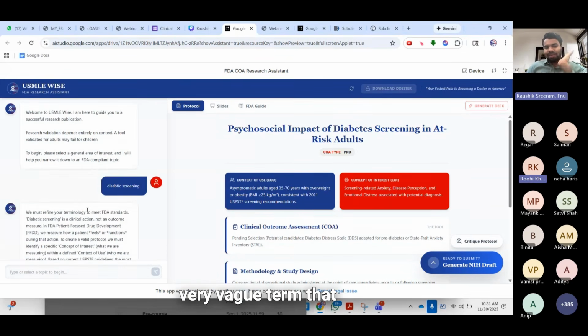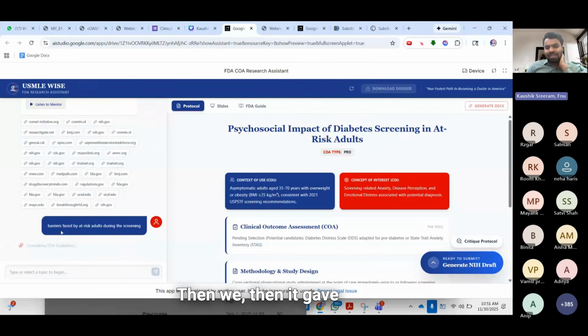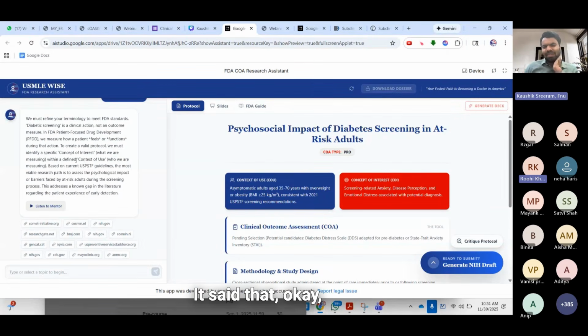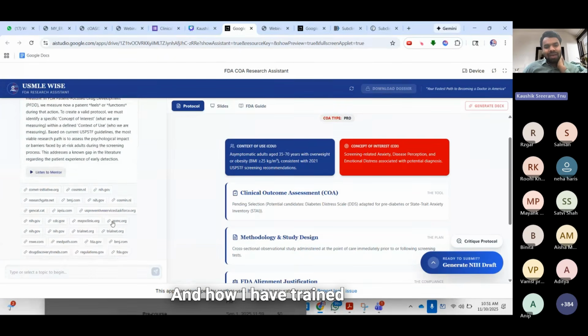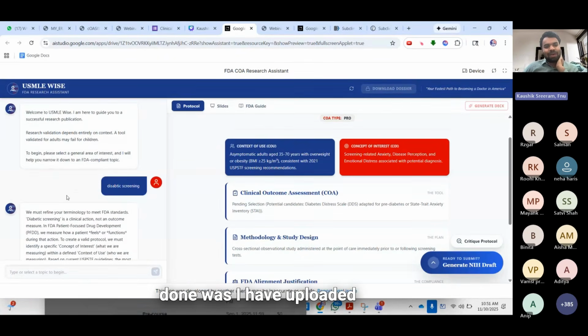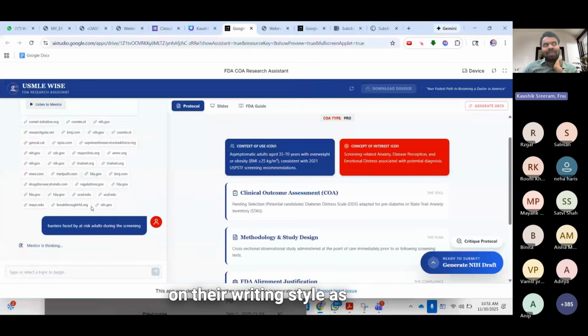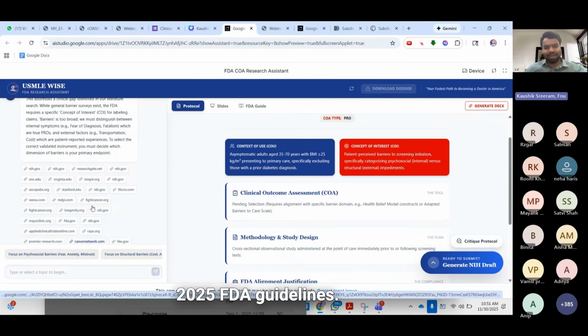Okay, now it is saying, okay, let's go with this. So we started with a very vague term, that is diabetic screening. Then it gave us some ideas, right? It said that, okay, hey, screening might be too vague, so let's make it a bit more specific. Yes. And how I have trained this, I'll tell you. What I had done was I uploaded data from research protocols that my mentors had made me write. They have critiqued them for a long time, and it is based on their writing style, and I made sure that any answer it gives us is based on the updated 2025 FDA guidelines.